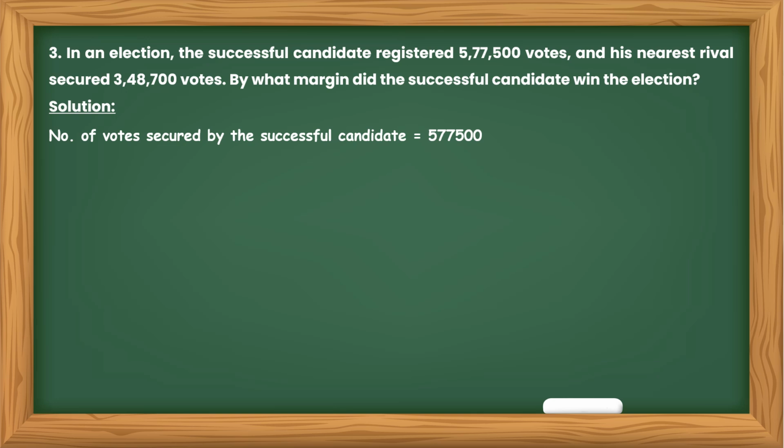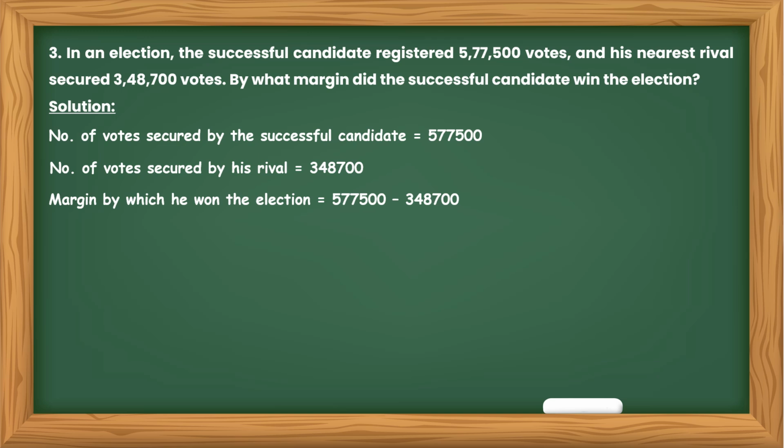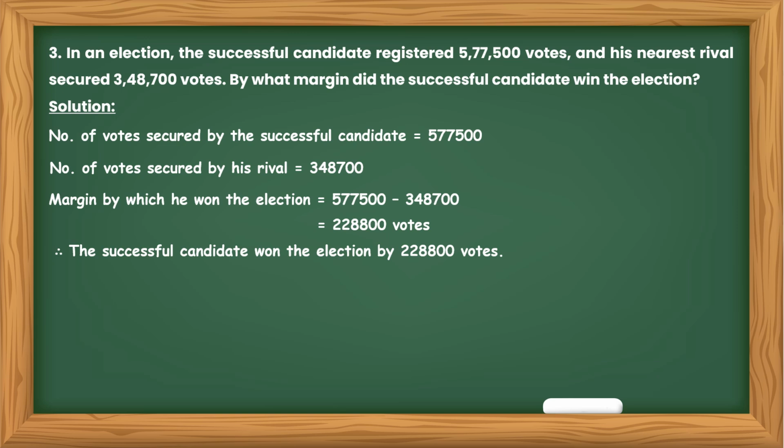So number of votes secured by the successful candidate is equal to 5,77,500. Number of votes secured by his rival is equal to 3,48,700. Margin by which he won the election is equal to, you're going to subtract, 5,77,500 minus 3,48,700. So when we subtract, we get 2,28,800 votes. Therefore, the successful candidate won the election by 2,28,800 votes.